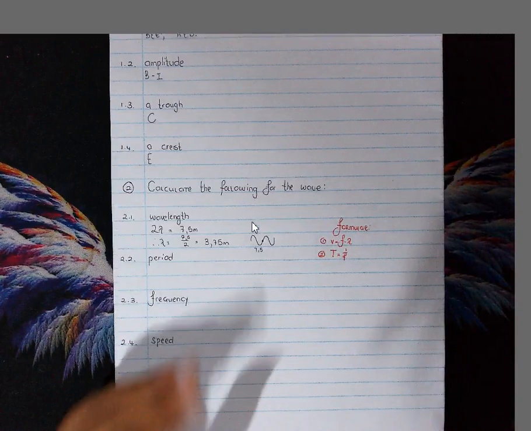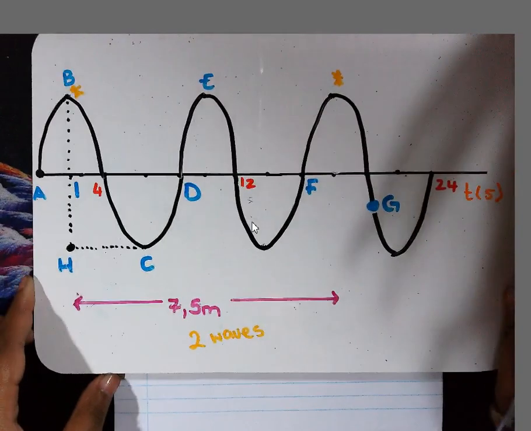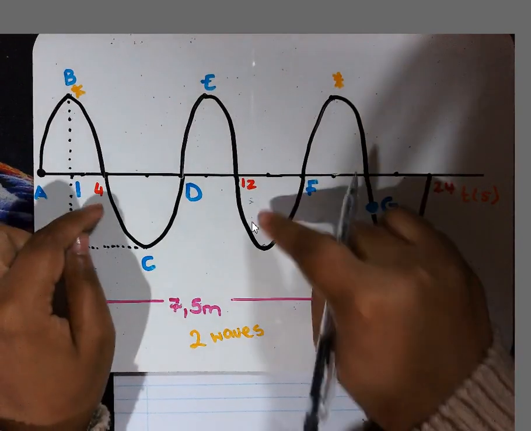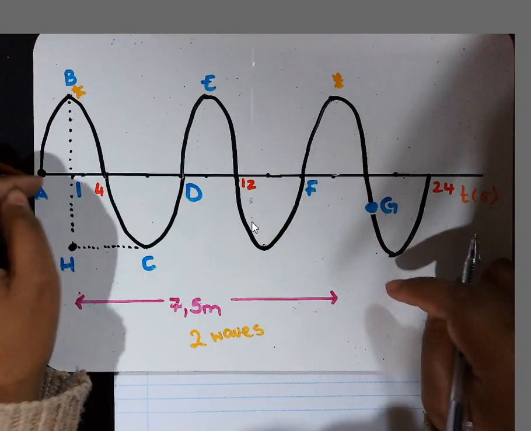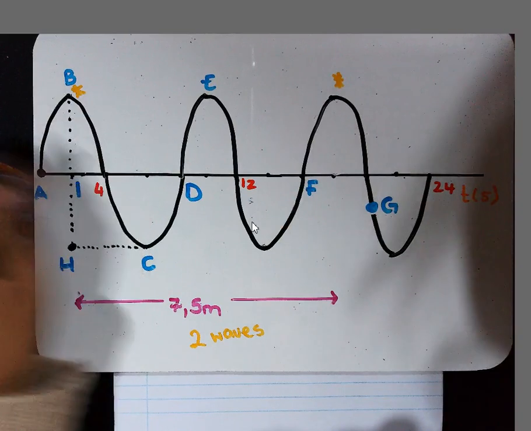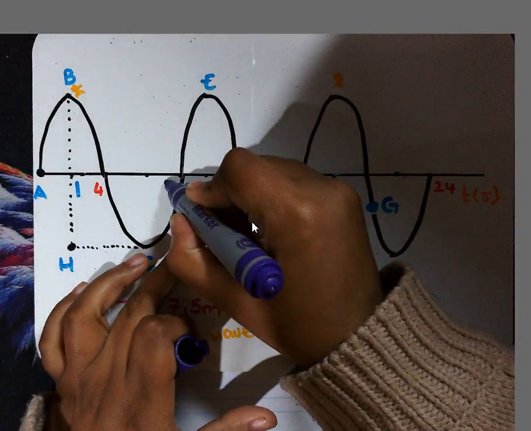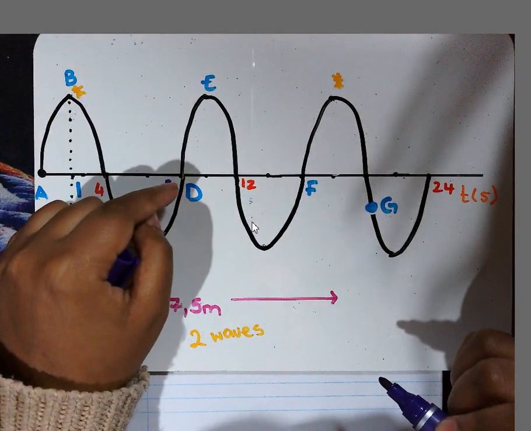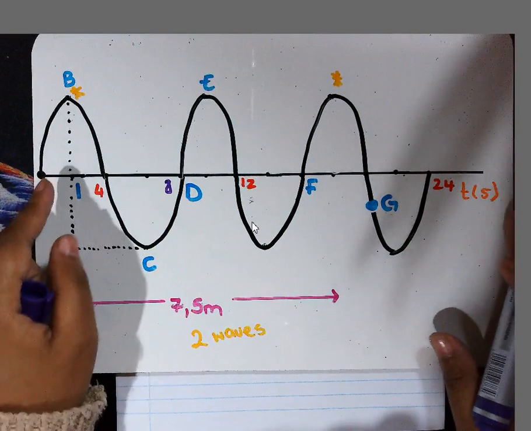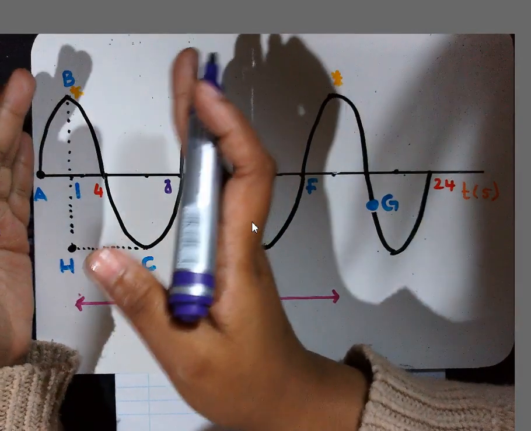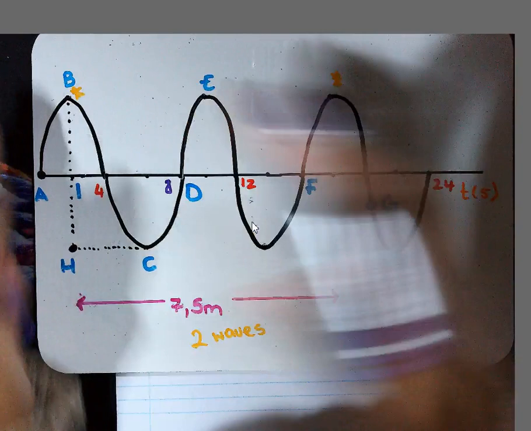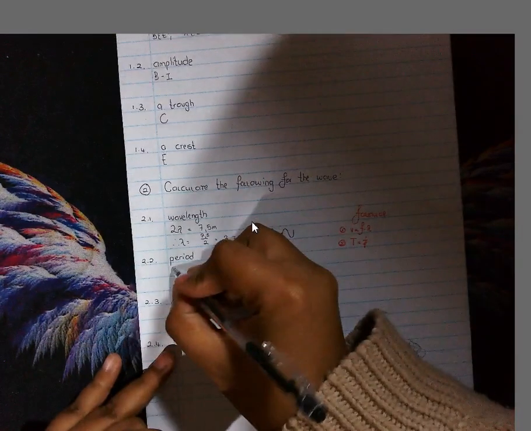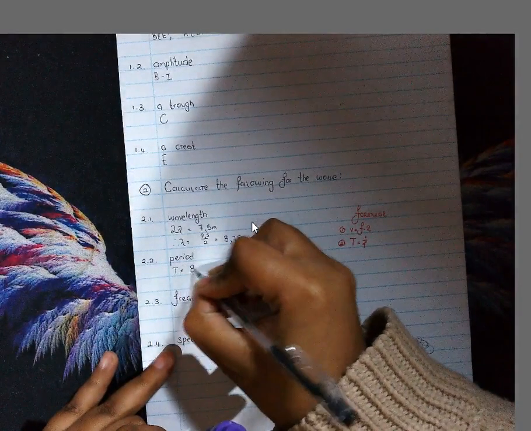Then they ask us for the period, and by definition the period is how long it takes for one wave to complete. It takes 4 seconds for half a wave, so it takes another 4 seconds for the other half. So the full wave took 8 seconds to be fully completed, and so the period of this wave, represented by a capital letter T, is equal to 8 seconds.